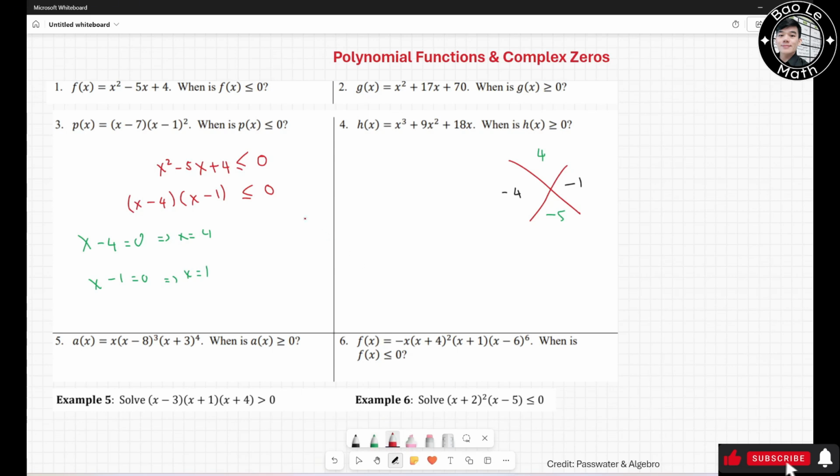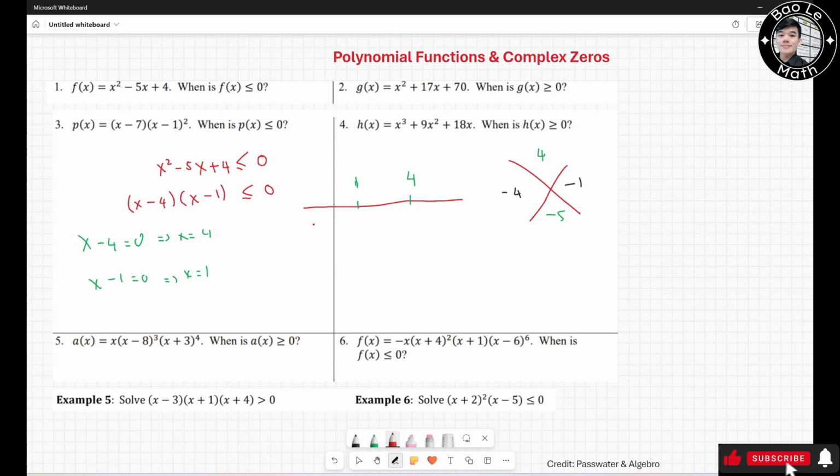The third step is I'm going to draw a number line. Okay. Now I need to arrange the zeros on the number line in increasing order. So I start from 1 and then I'm going to end up with 4, right?